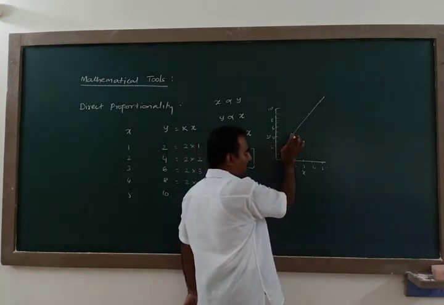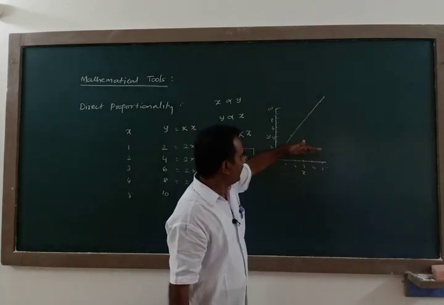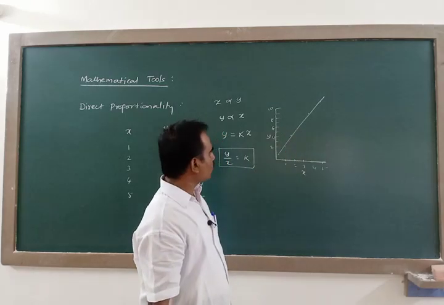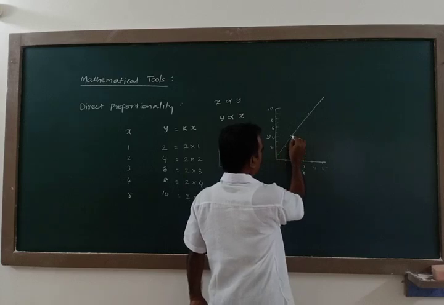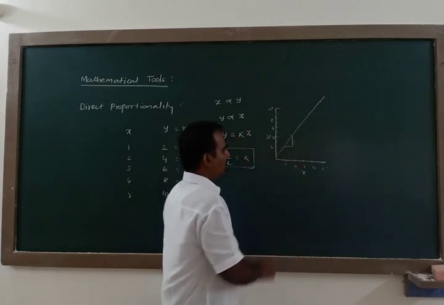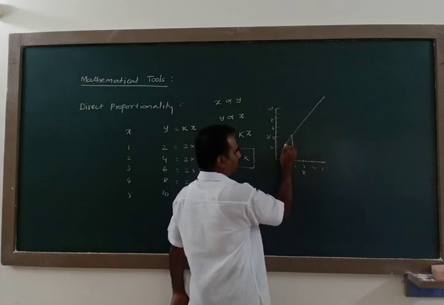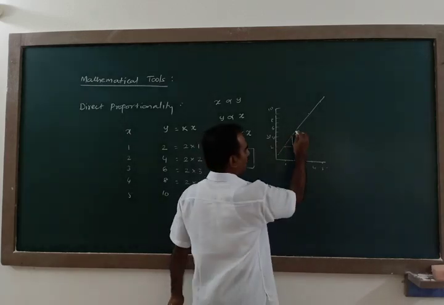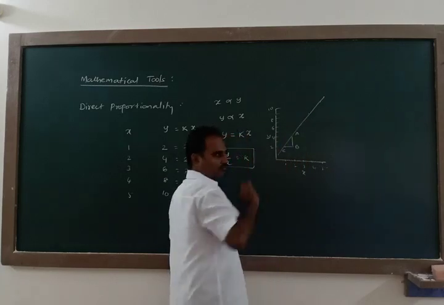So what type of straight line is this? This is a straight line with positive slope. So this inclination is called the slope. Say if I find the slope, what are you going to get, you check. See, this is 2, this is 4. This is one point where the coordinates are 1 and 2. This is another point where the coordinates are 2 and 4. You can find the slope of this straight line anywhere.